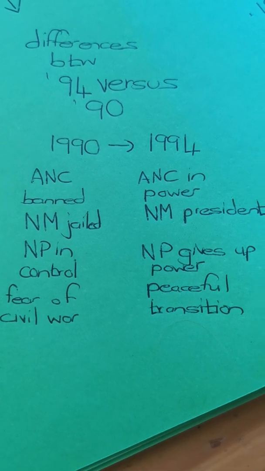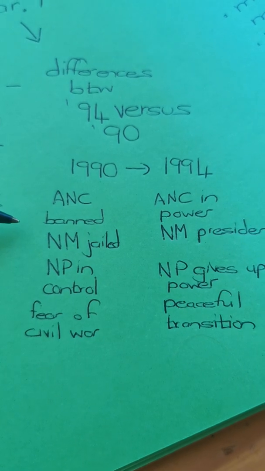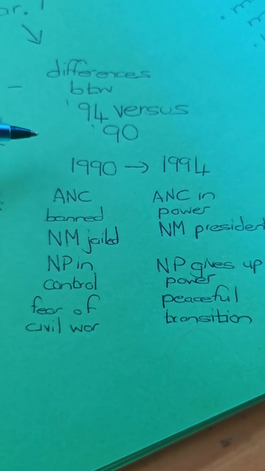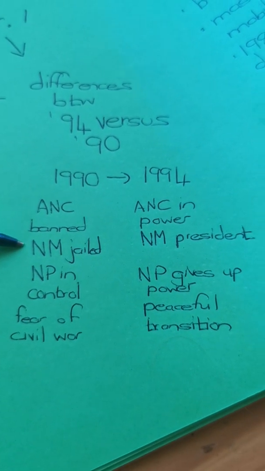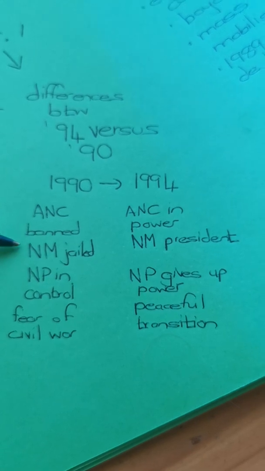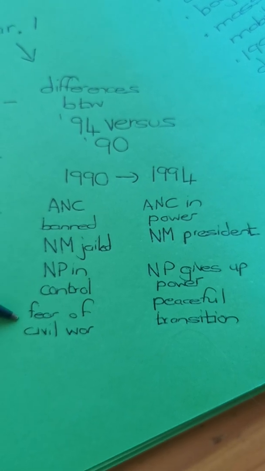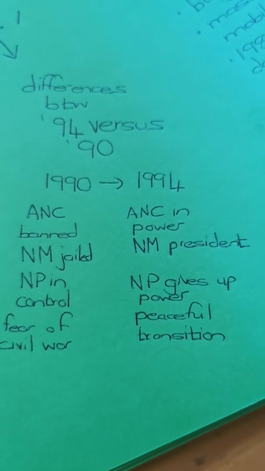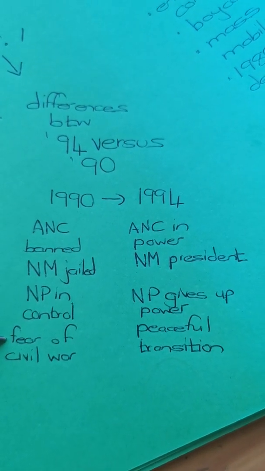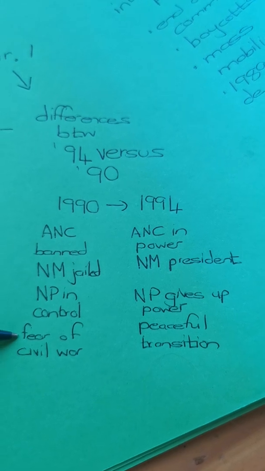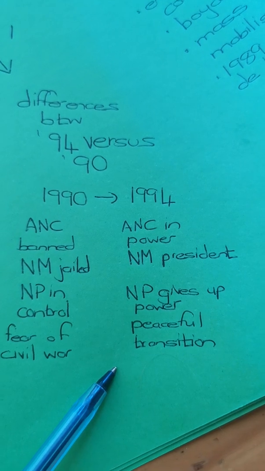In 1990, the National Party was in control. They had been in control since 1948. And that's a long time for one group to be in control. But by 1994, they had given up their power. They had negotiated in order for there to be an election where they knew they would not win. There were fears of a civil war. At the start of 1990, people were convinced that there was going to be a huge war in the streets of the country and that there would be much bloodshed and violence. But the National Party gave up their power and there was a peaceful transition.